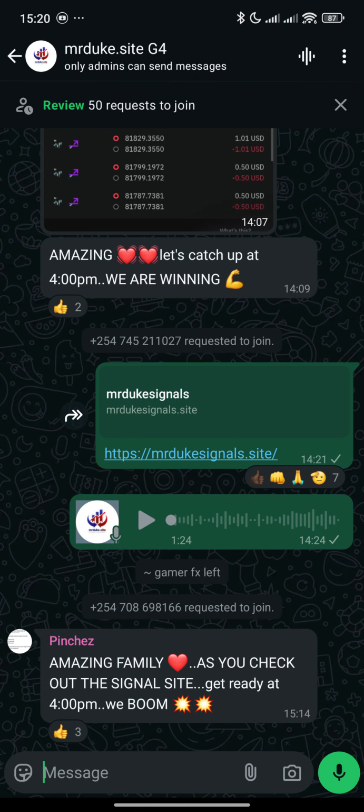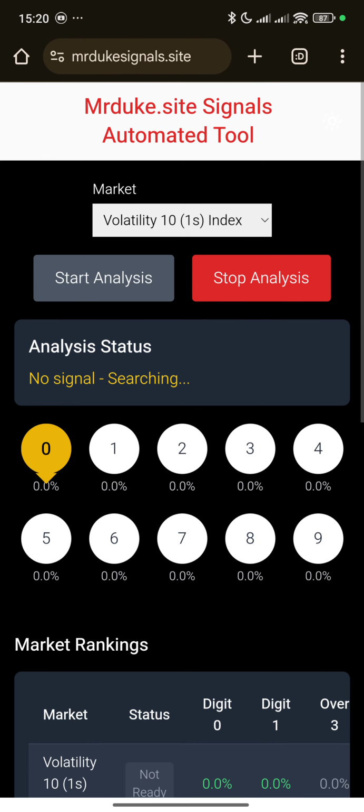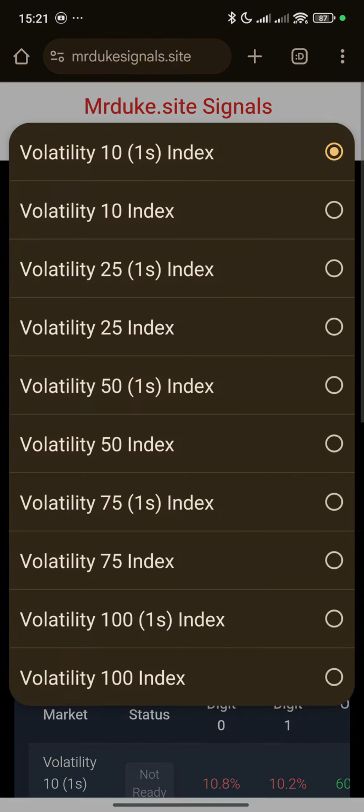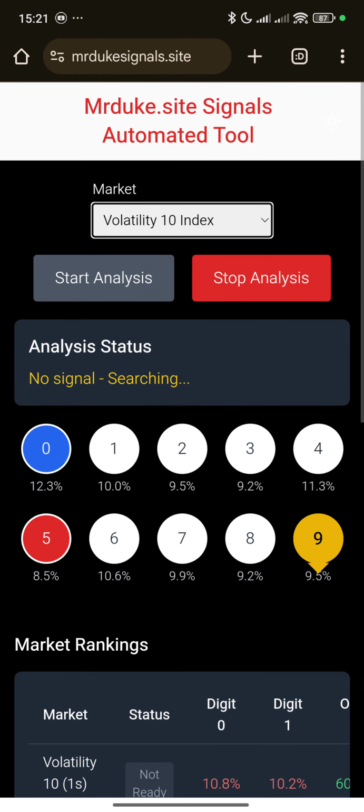Hello traders, so let's open the link that I just shared so that I can help you understand the concept that I'm trying to develop. When you open the tool, that is how it looks, and you give it some time to load. If you want it to load very fast, you just click on volatility and change to any other volatility.